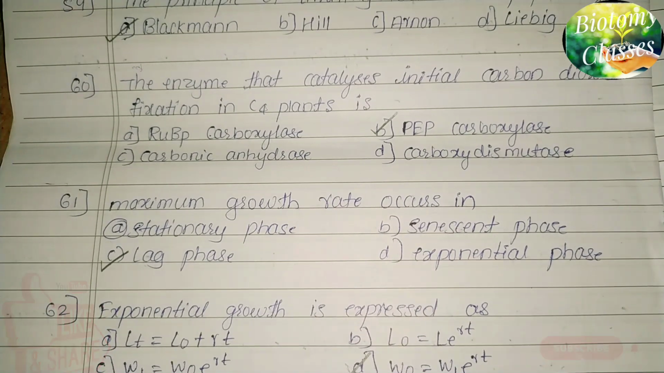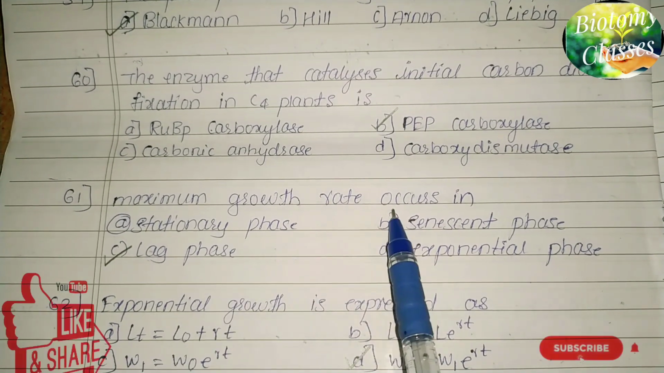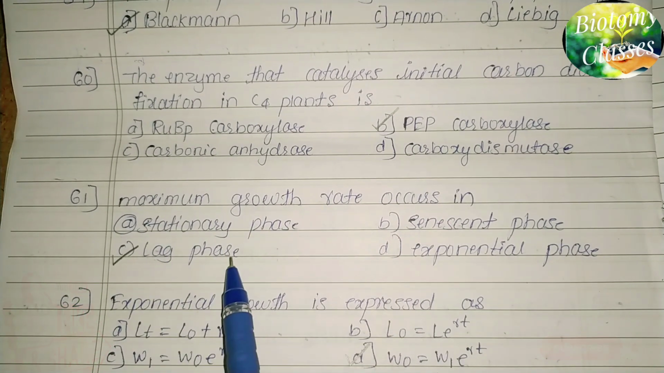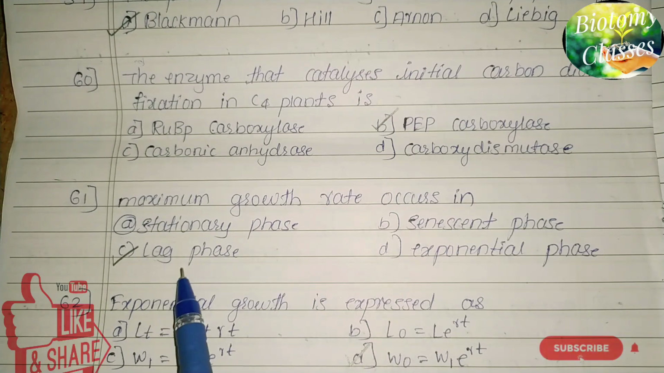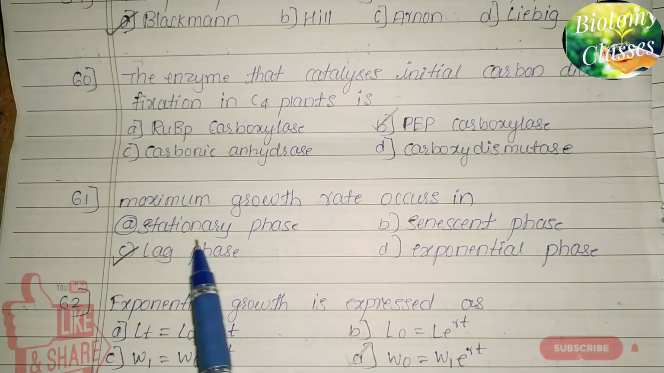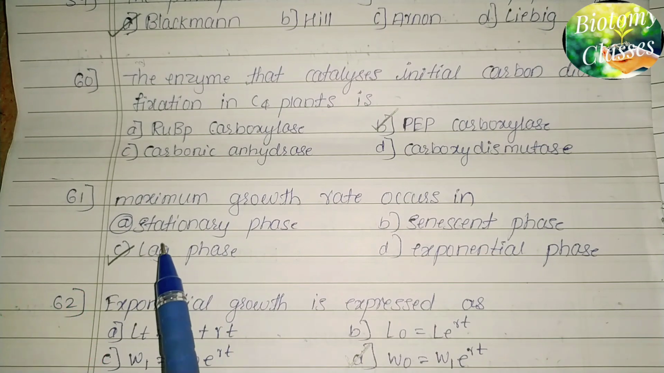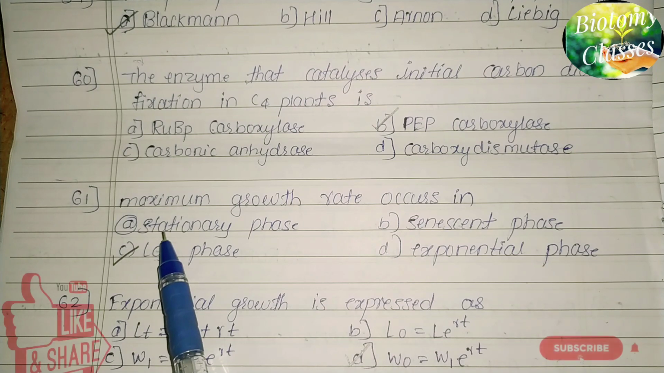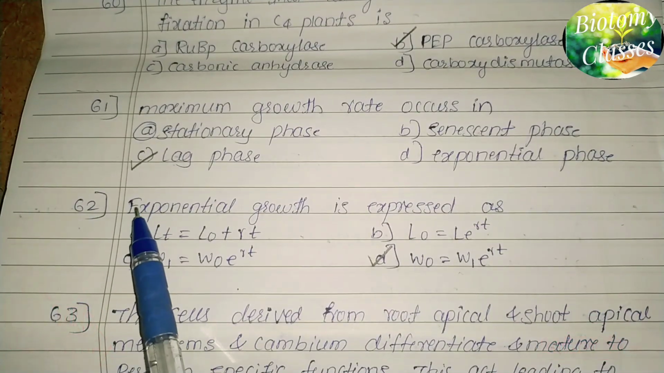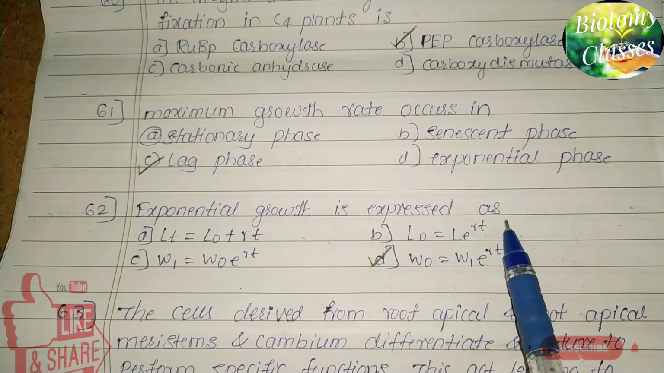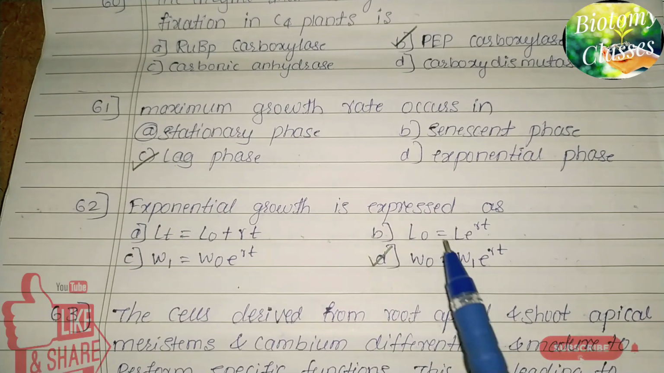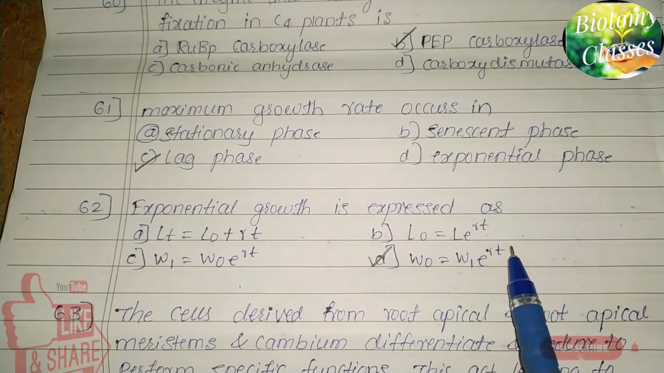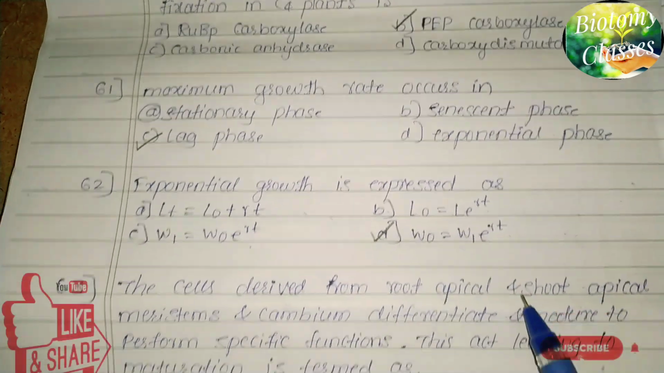Next question, maximum growth rate occurs in the lag phase. So in a sigmoid growth curve, lag phase, log phase, and stationary phase, three phases are found. So the lag phase shows the maximum growth rate, so C is the right answer. Next question, the exponential growth curve is expressed as W1 = W0 e raised to rt. So D is the right answer.